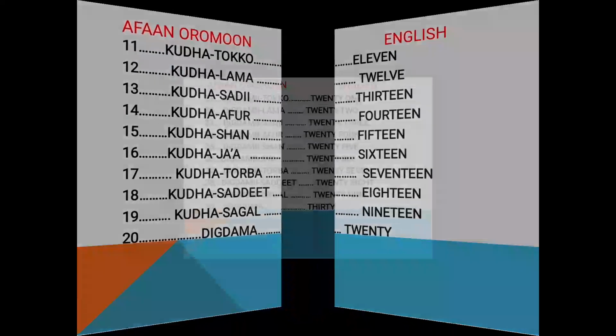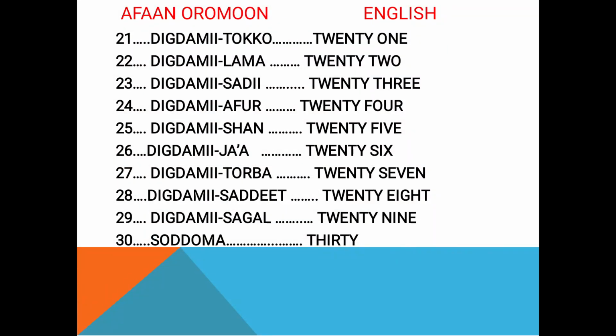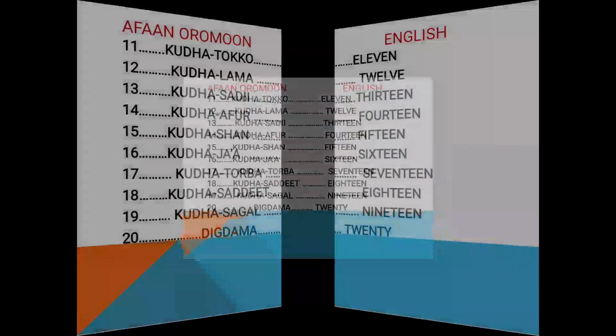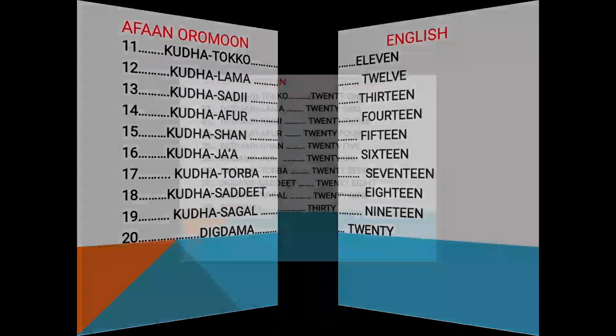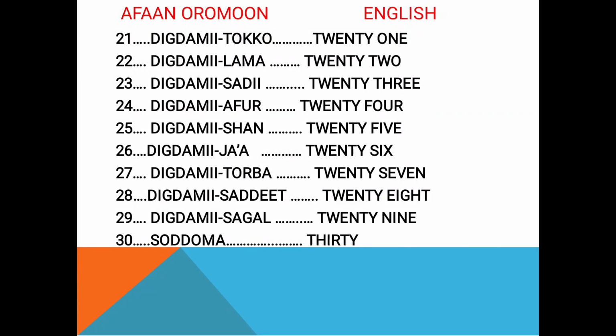Here it is the same when we count digdami tokko, 21, up to 29. As I told you about kudha tokko, most of the time students make a mistake by saying kudhan tokko. It should be kudha tokko. Here again, you make a mistake by saying digdama tokko. It should be digdami tokko.